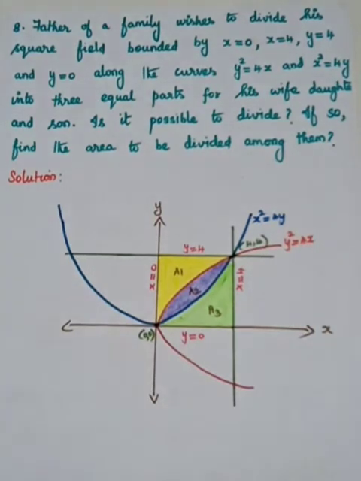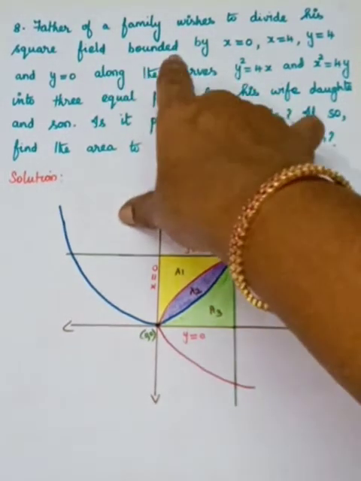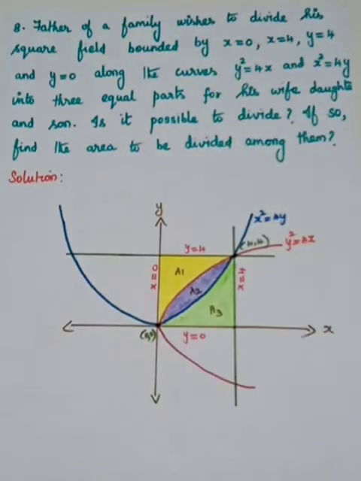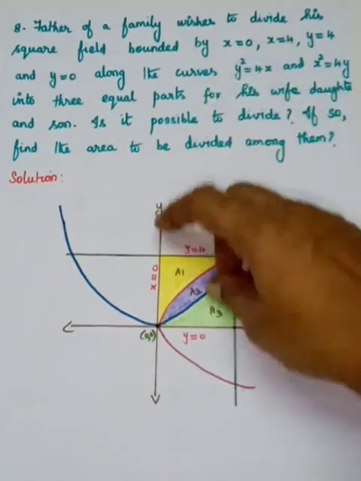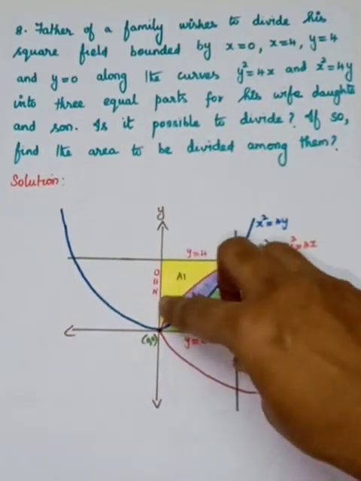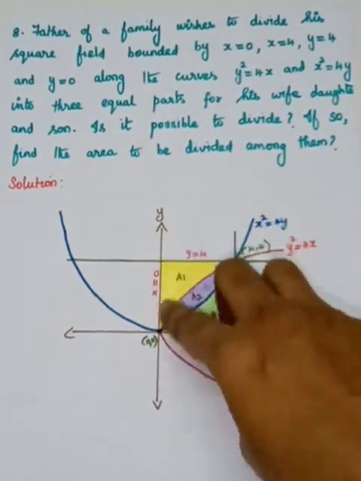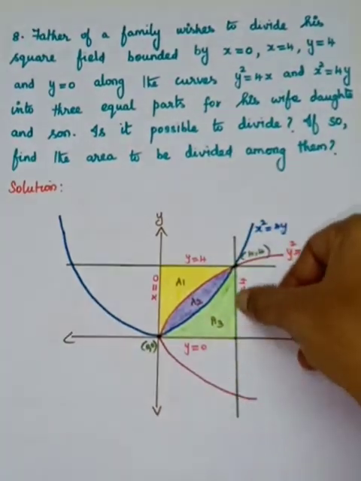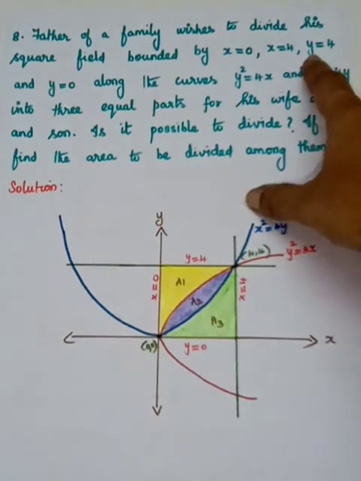You see that the square field is bounded on one side by x equal to 0. X equal to 0 means what? It is the y-axis. So the y-axis is taken as x equal to 0, and x is equal to 4. So here I have drawn the line x is equal to 4. Okay, next, y is equal to 4.